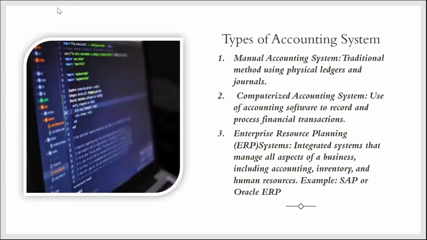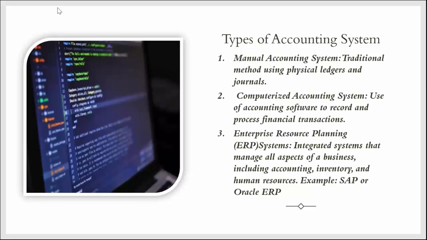Examples of accounting systems. 1. Manual accounting system. Traditional method using physical ledgers and journals. Example, small businesses using handwritten ledgers to track income and expenses. 2. Computerized accounting system. Use of accounting software to record and process financial transactions. Example, QuickBooks or Sage, which automate data entry and report generation.